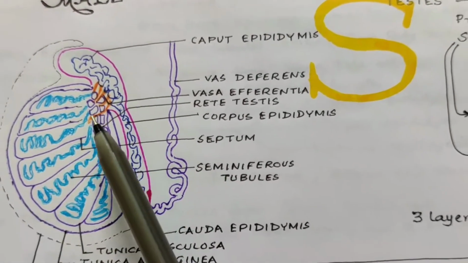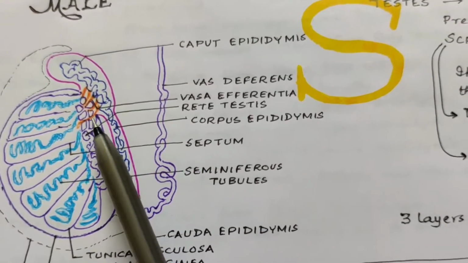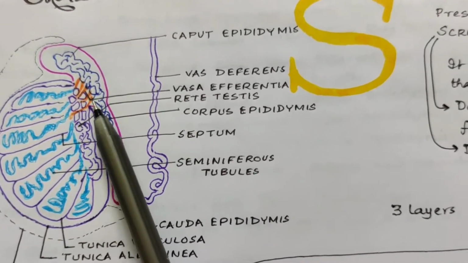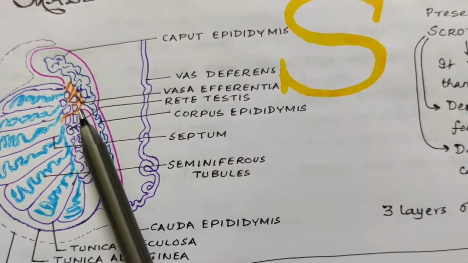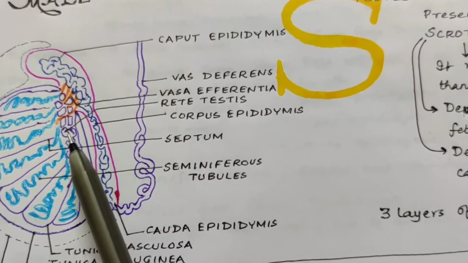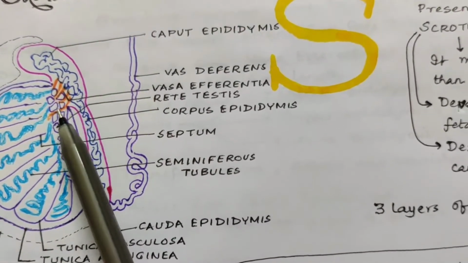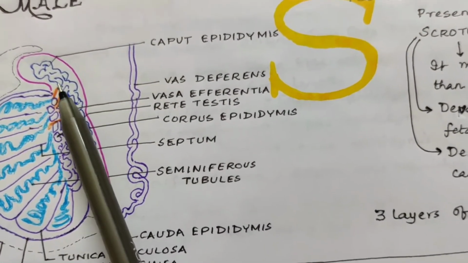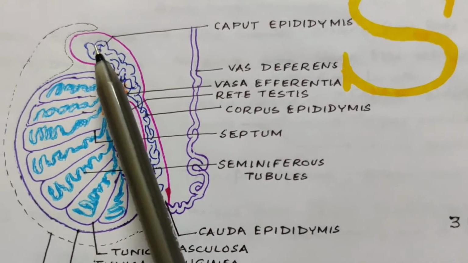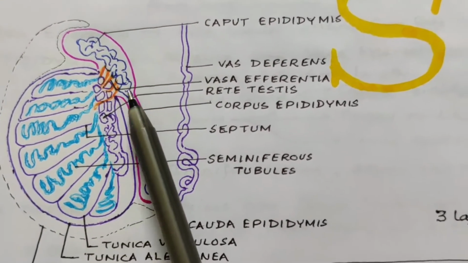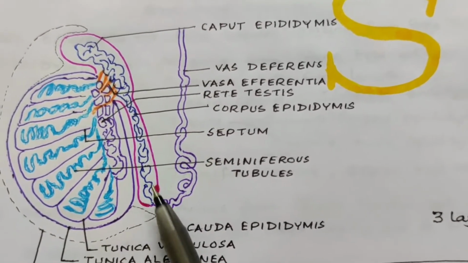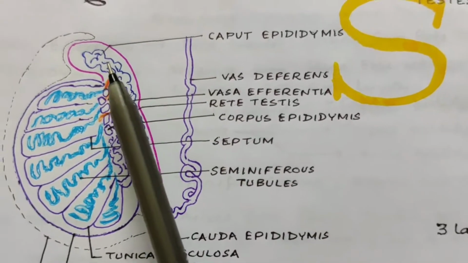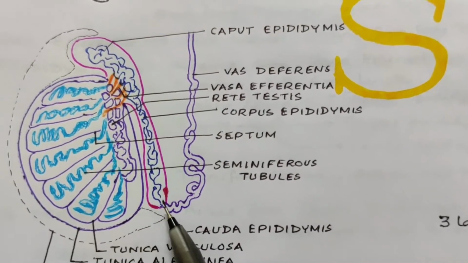From the seminiferous tubules arise the rete testis, this part. From the rete testis we see the vasa efferentia. From there emerges a long coiled structure called the epididymis. Now, the epididymis is a very long structure.